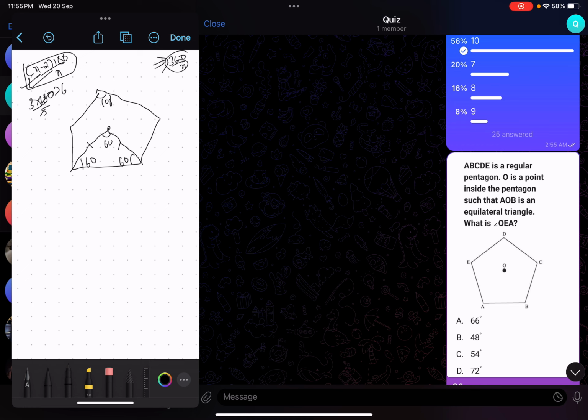Now let us do some construction work here as well. If we join this to this, first of all let me tell you, this complete angle is 108. Wait, let me show you. This complete is 108, and this much we know is 60. So this will be how much? 48, right? 60 plus 48 is 108. Yeah, this is 48.